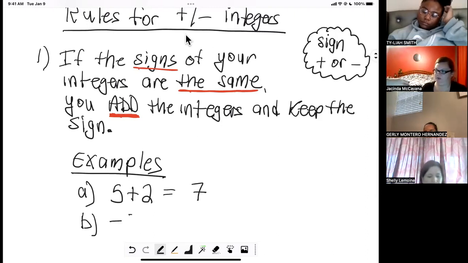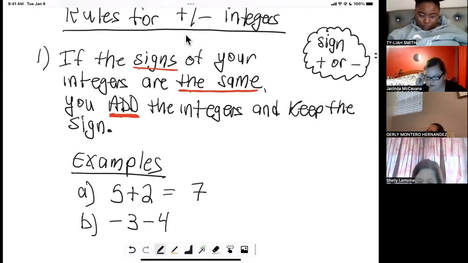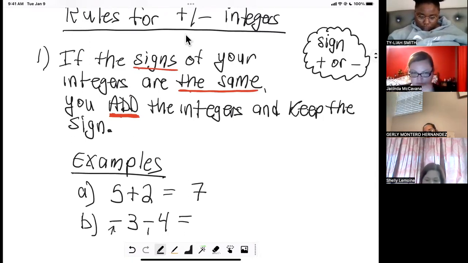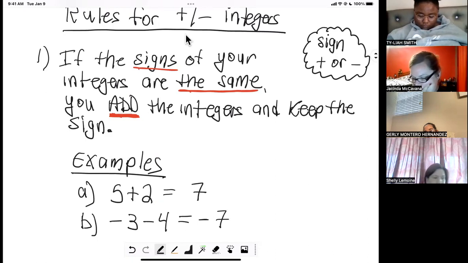Let's say I have -3 minus 4. Well, they are both negative numbers. Remember, minus is a negative, so this is a negative, and that's a negative. They're both negatives, so they're the same sign. So I add my integers, 3 plus 4 is 7, but I keep the sign, -7. If the signs are the same, you add your integers and keep the sign.